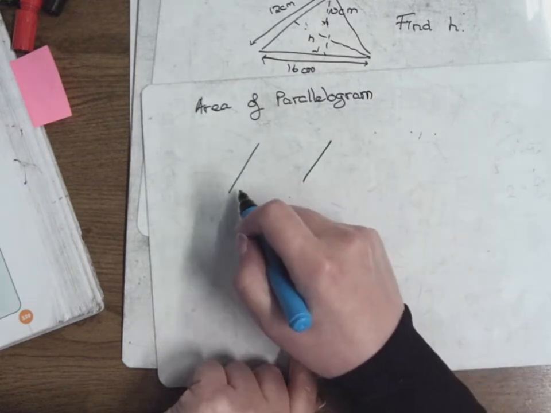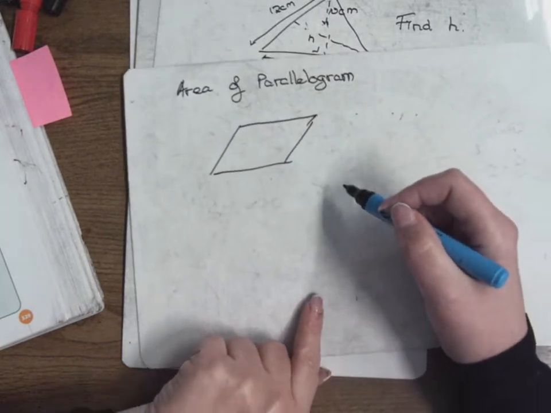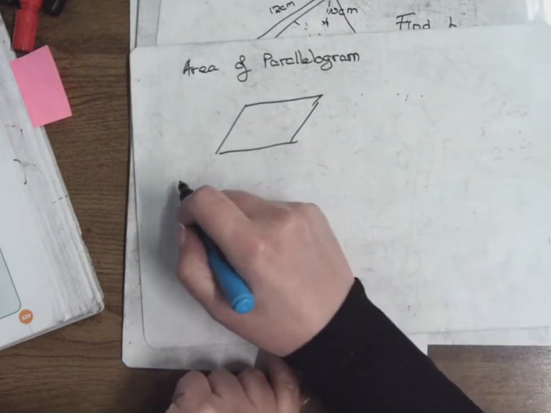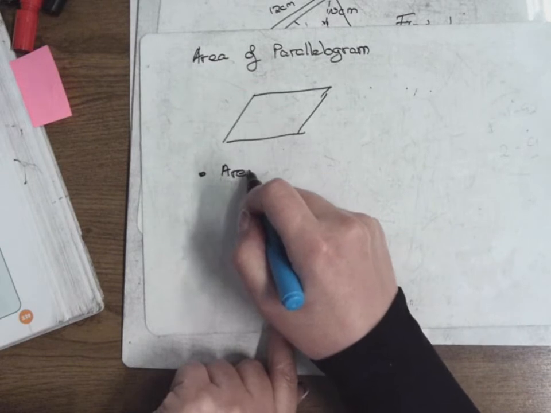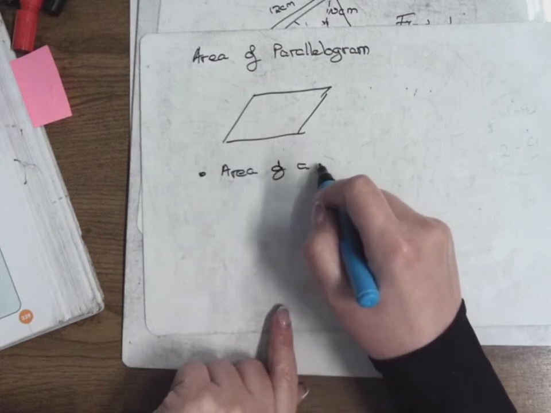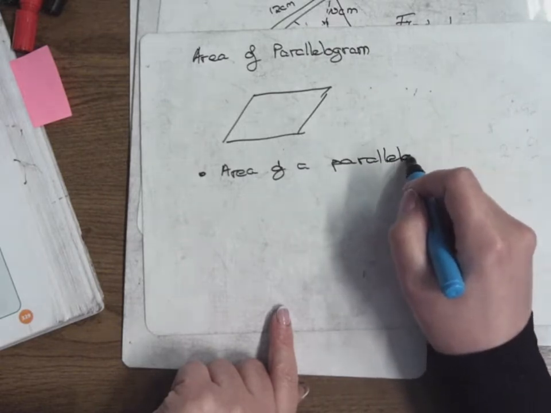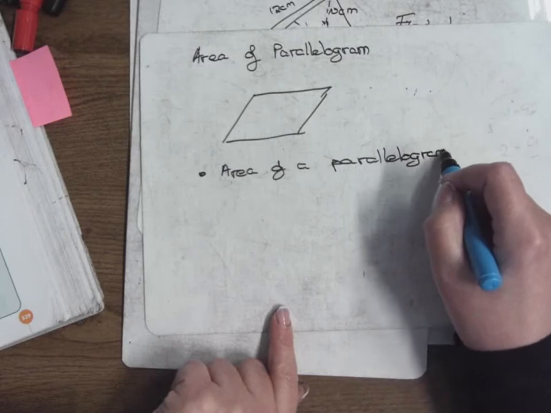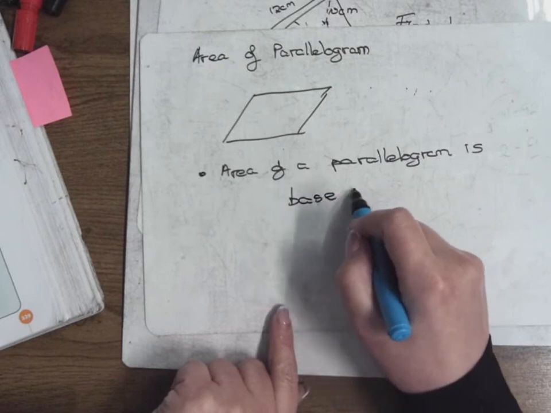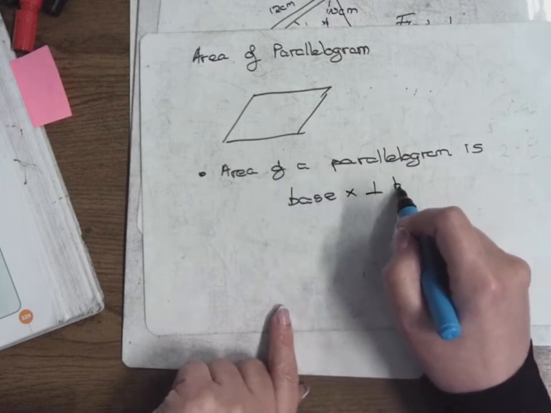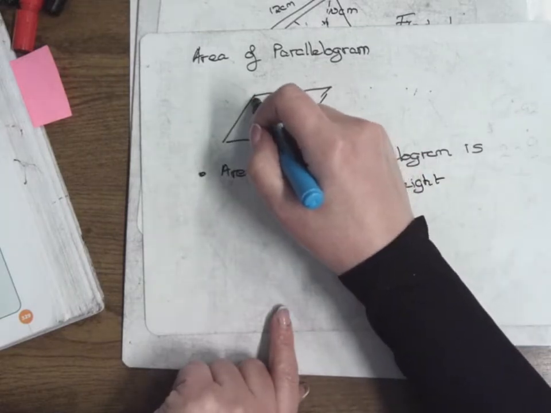If you all know a parallelogram, opposite sides are equal and parallel. For the area, we need two facts. The first fact is the area of a parallelogram is base by perpendicular height. So there's no half. It's the same as the triangle, but there's no half. And the perpendicular height is the straight up height.